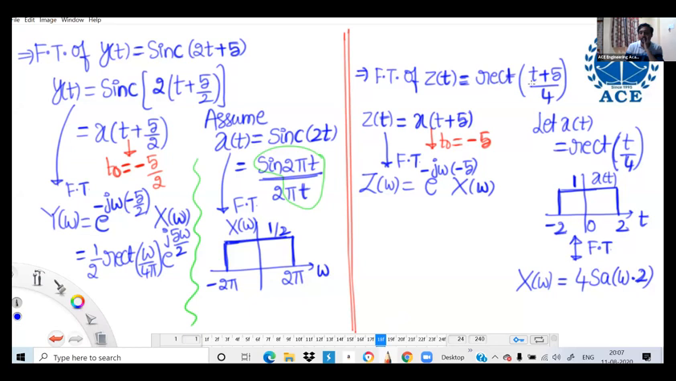A rect T by T form. So rect T by 4 separately I have taken. We obtained the spectrum with T naught minus 5 because of shifting: e power minus j omega T naught times the original spectrum.